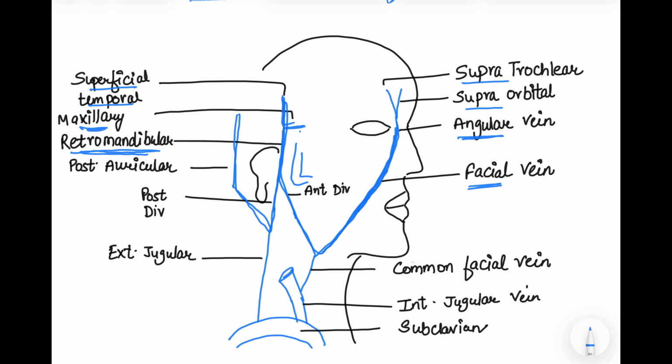As the retromandibular vein comes close to the auricle, it is going to divide into 2 divisions, the anterior division and the posterior division. The anterior division is going to join with your facial vein, forming a common facial vein over here, draining into your internal jugular vein. Whereas the posterior one will join with another vein which is just behind your auricle, the posterior auricular vein. This will join with the posterior division, forming the external jugular vein, finally reaching into the subclavian vein. So this is the venous drainage.